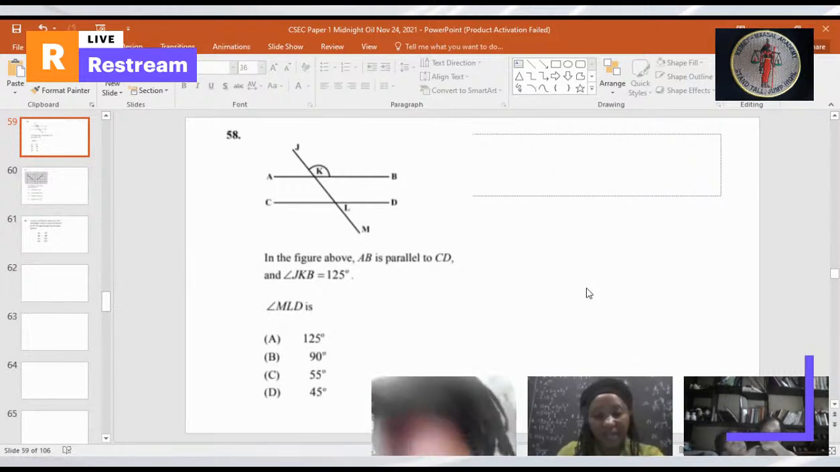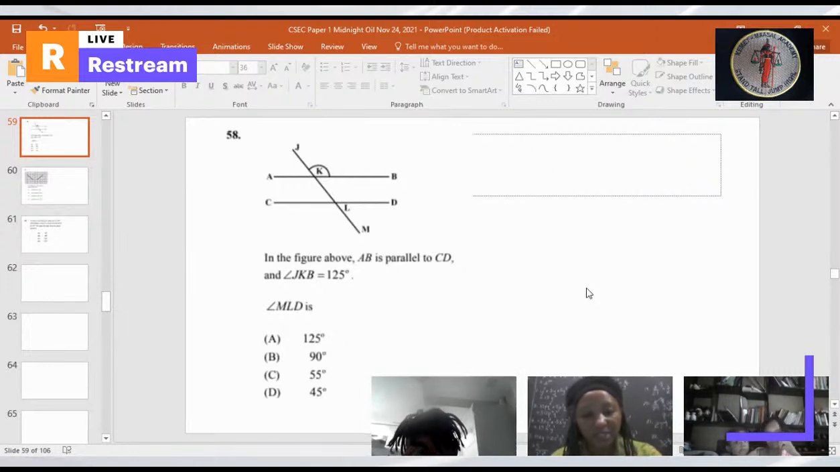Look where K is. It would correspond to the angle that's above L. You notice how the two lines are parallel and we have that transversal cutting across. Yes, miss. So K would correspond to the angle that's above L. So therefore L would be what?